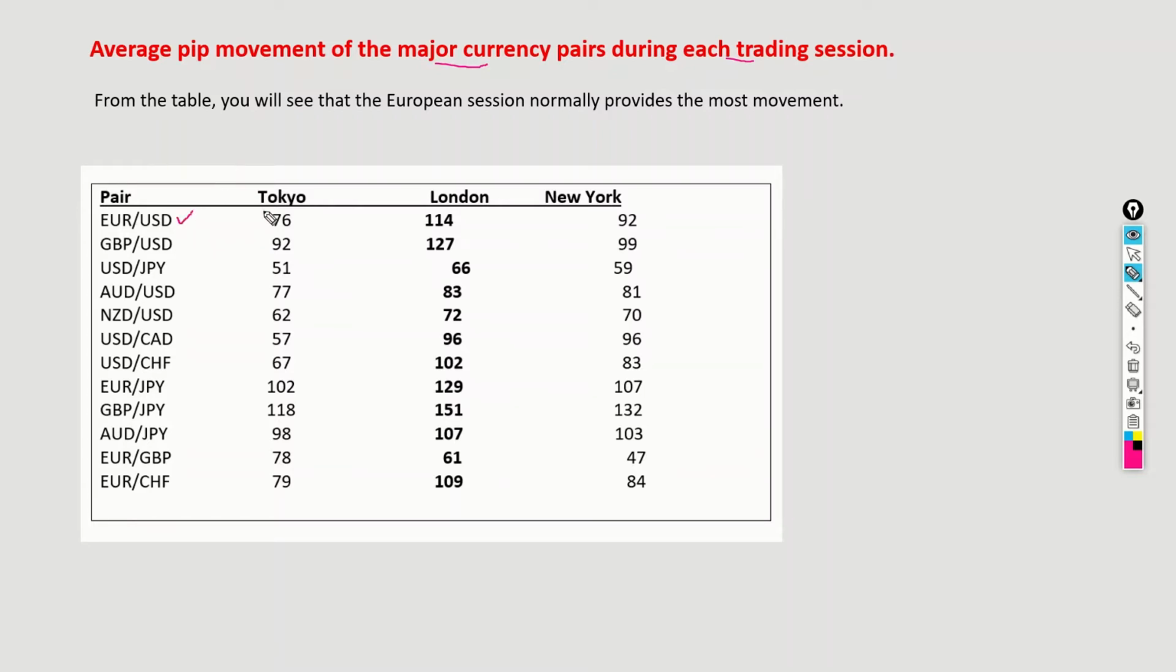EUR/USD during the Tokyo session moves less compared to the London session and the New York session. I want you to compare these volumes, and you see that EUR/USD moves best during the London session and the New York session. We can also see that the London session has more pip movement within the major currency pairs, followed by the New York session, which also has good pip movements, then followed by the Tokyo session.